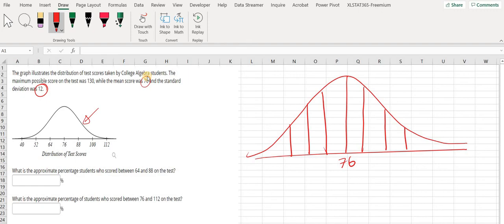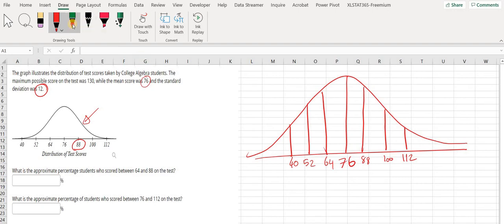So if you add 1 standard deviation here, you're going to get 88, as you can see here. And then if you add another standard deviation, you're going to get 100. And then one more standard deviation gives you 112. If you subtract 1 standard deviation, you get 64. If you subtract one more standard deviation, you're going to get 52. When you subtract one more standard deviation, you get 40. So this is what we have here.